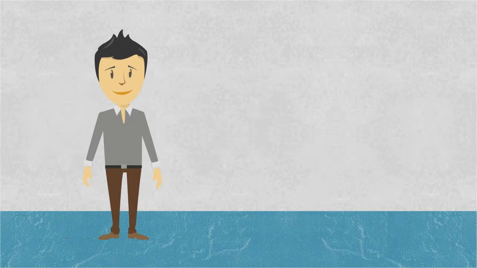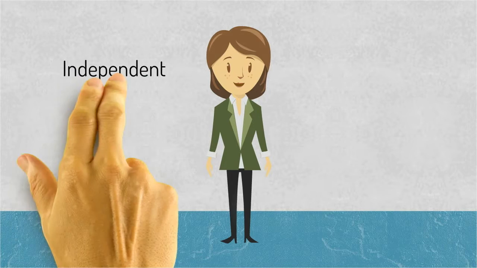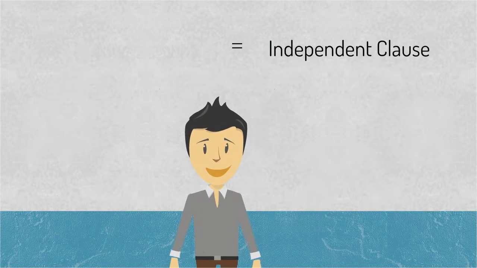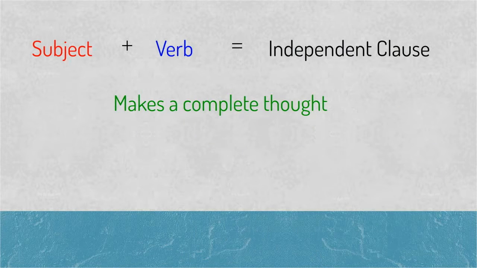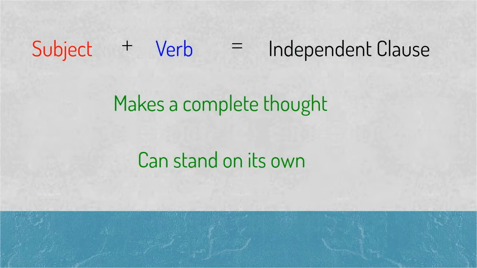In this video, we will cover clauses and explain how to correctly use them in sentences. Let's get started. Clauses come in two types, independent and dependent. An independent clause includes a subject and a verb. It makes a complete thought and therefore can stand on its own.